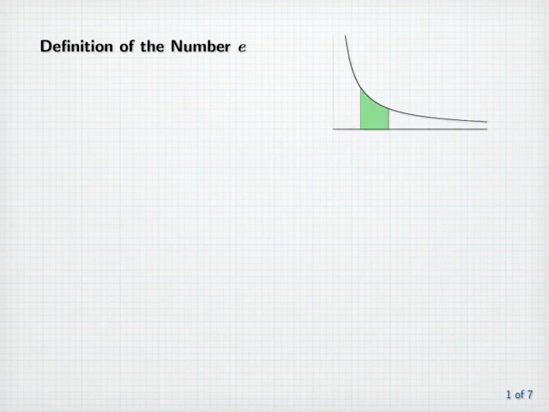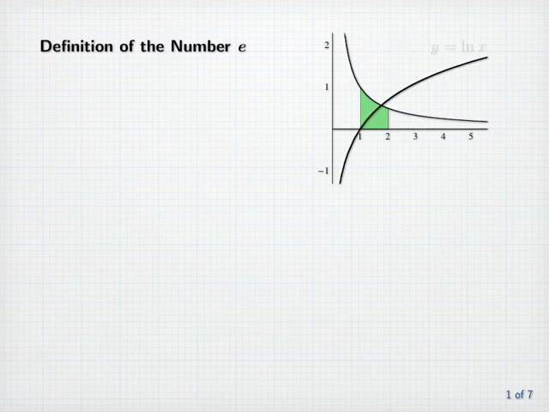Recall that for x greater than 1, the natural log of x is the area under the graph of y equals 1 over x between 1 and x. The area of the green shaded region here is equal to the natural log of 2. Now notice that this blue rectangle has width 1 and height 1, so its area is 1. The green region under the curve is smaller than that, so we know that the natural log of 2 is less than 1. Now let's look at the region under the curve between 1 and 4.